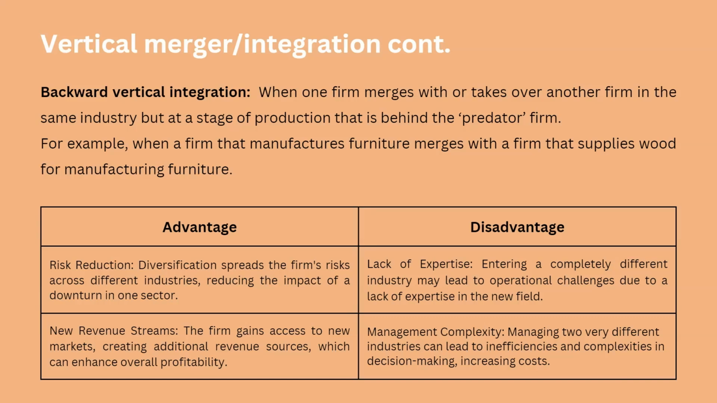Then we have management complexity. Managing two different industries can lead to inefficiencies and complexities in decision making, increasing costs. Because the people have to also look at the furniture manufacturing and also at the wood. So when you're supplying wood and manufacturing furniture, both of them are really different things. So when you have to manage both of them simultaneously, it could be a bit inefficient because you are not concentrating on one thing. So it might increase cost and it could make decision making a bit difficult because you're not able to concentrate on one thing easily.